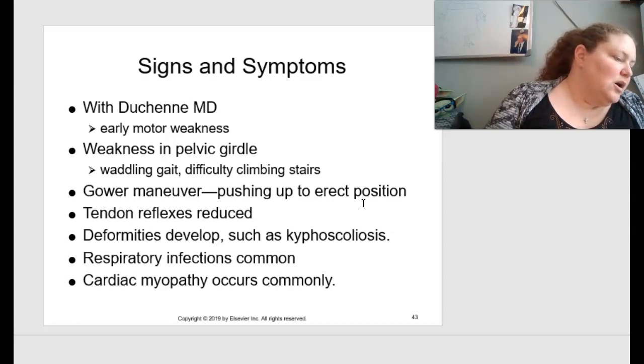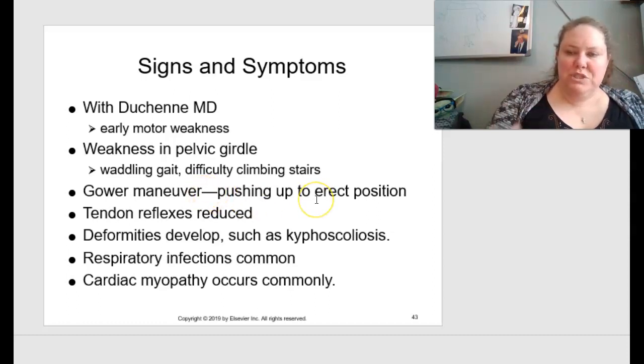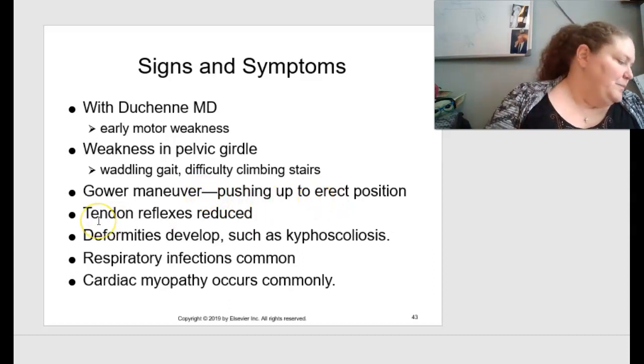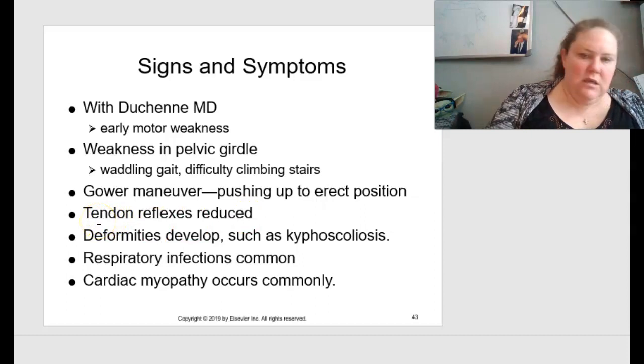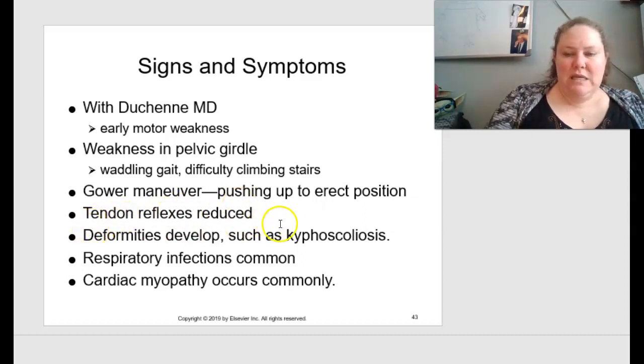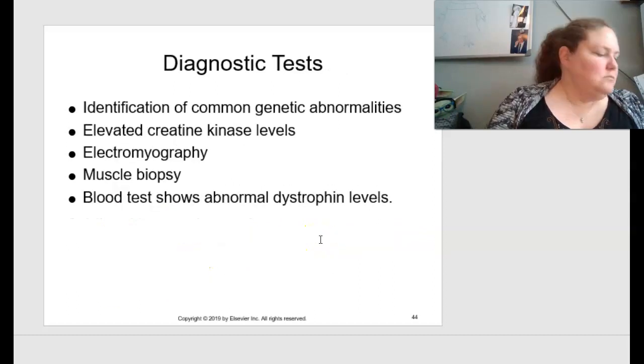There's a little girl that's showing the Gower movement and how they're pushing up off the floor into a standing or erect position. You have the tendon reflexes that can be reduced. You have deformities that can develop, such as kyphoscoliosis. You have respiratory infections that are very common, and then cardiac myopathy can also commonly occur.